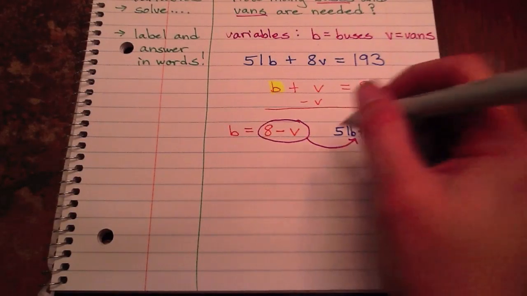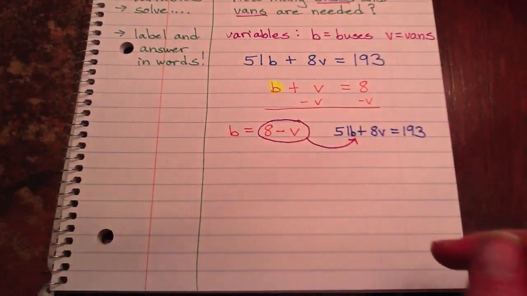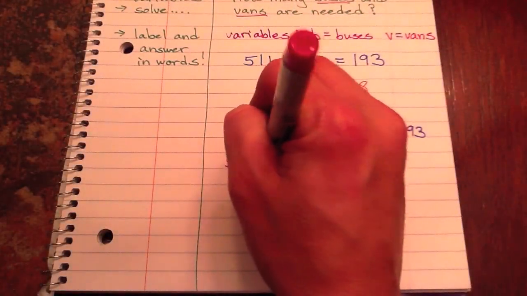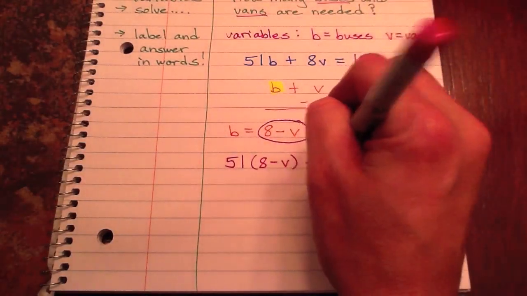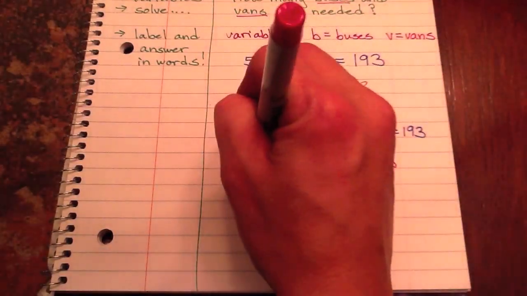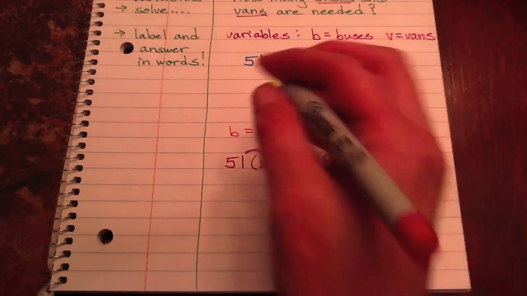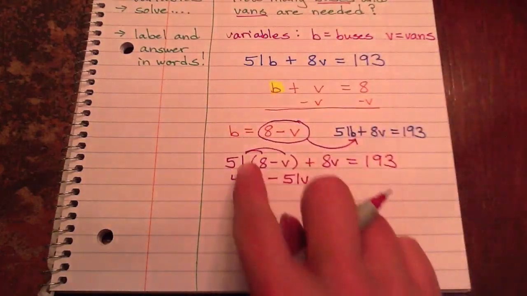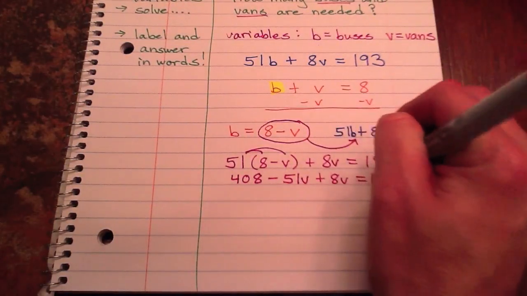So we're going to go ahead and rewrite this as one equation with no B. We're getting rid of the B's. We're only going to have V. 51 parentheses 8 subtracting V plus 8V equals 193. I need to distribute. When I distribute 51 times 8, I get 408. Subtracting 51V, don't forget you're distributing to both, plus 8V equals 193.